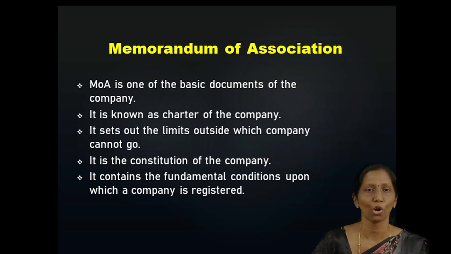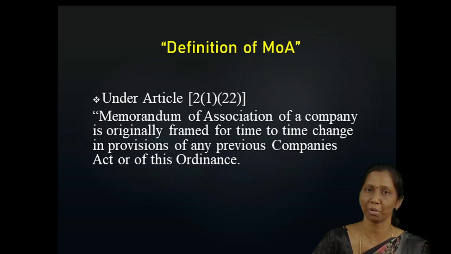Let us discuss the definition of a Memorandum of Association. Under Section 2(56) of the Companies Act 1956, Memorandum of Association means the memorandum as originally framed or as altered from time to time in pursuance of any previous Companies Act or other ordinance. Because companies may register as per the Companies Act 1956 or other relevant acts, such as the latest Act of 2013 and 2020, they may register under any Act.